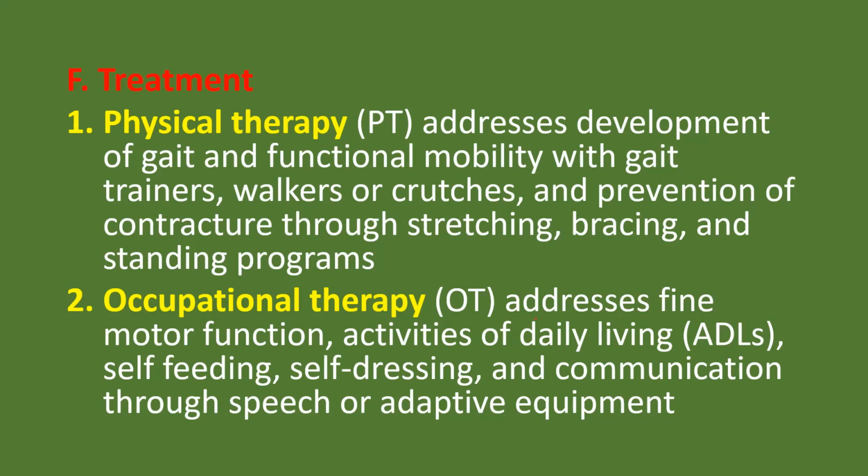Occupational therapy. We teach the child how to eat, what to use, whatever is available for him to make use of. This addresses fine motor function, activities of daily living, self-feeding, self-dressing, and communication through speech or adaptive equipment. We don't forget about this child. This child can be functional, he can be productive, and one should respect this.